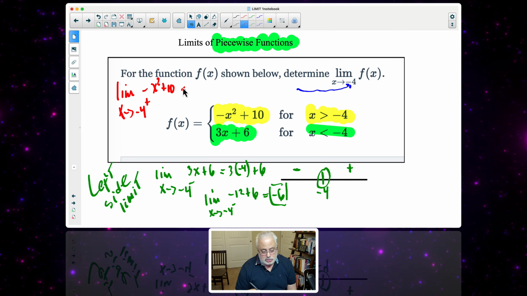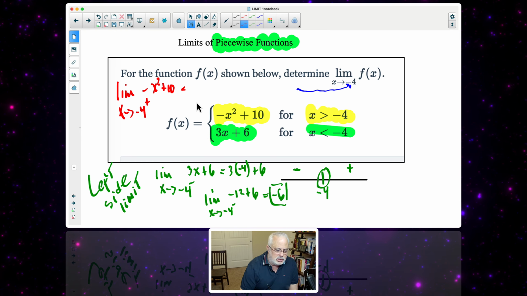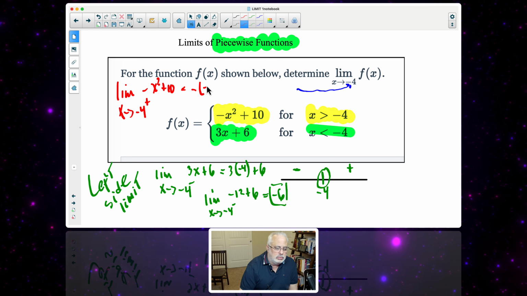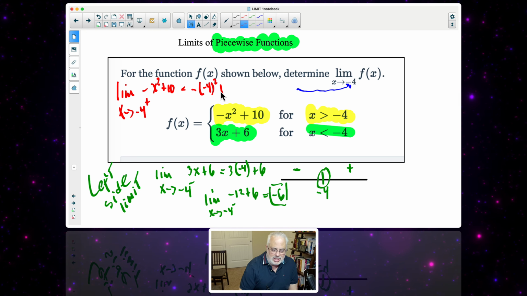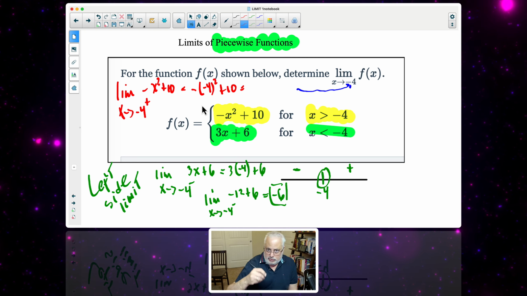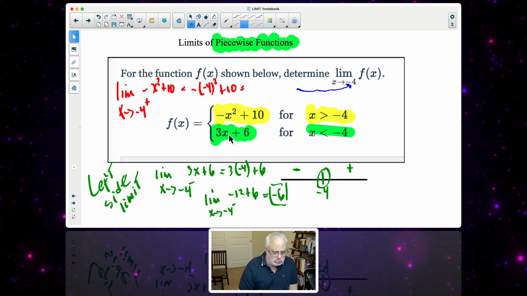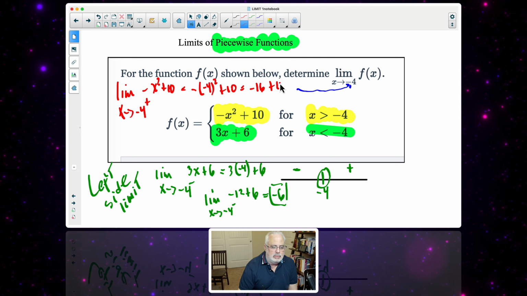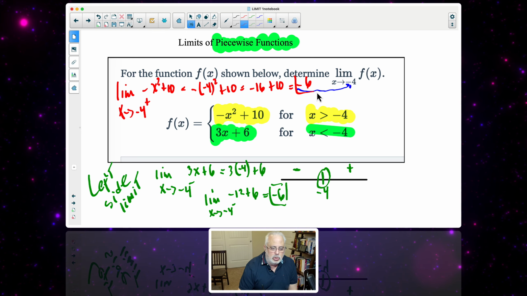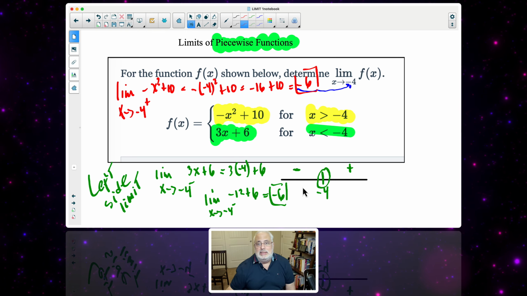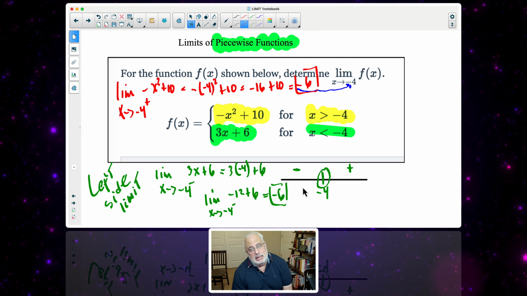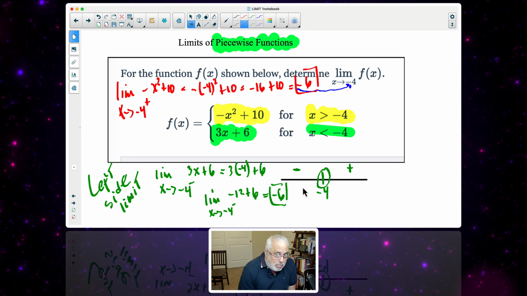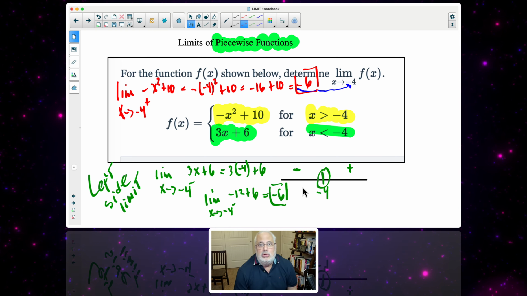With a simple substitution, we can find the right side limit: minus parenthesis -4 to the power of 2, plus 10. This is -4 to the power of 2, which is 16. With a minus in front, it is -16 plus 10. The answer is -6. Boom. Beautiful. The left side limit and the right side limit are the same value. The y value is -6 for both.